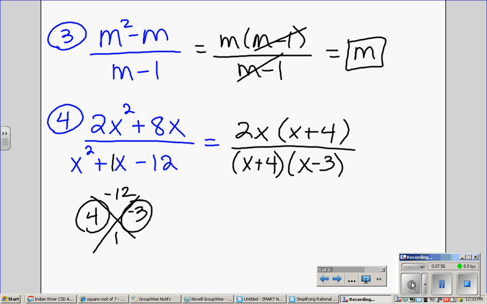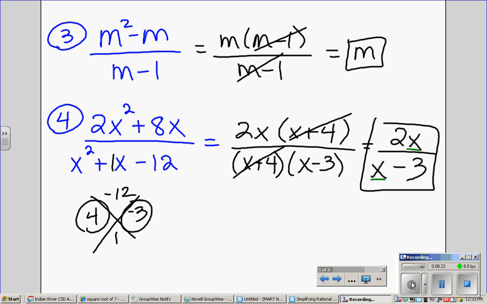So I see an x plus 4 in the numerator, x plus 4 in the denominator. Again, when I divide something that's the same, it's equal to 1, which leaves us with 2x divided by x minus 3. Now, reminder, you cannot cross off these x's. This is 2 times x, and this is x minus 3. Those are different operations. So our answer for this, when it's reduced, is 2x divided by x minus 3.